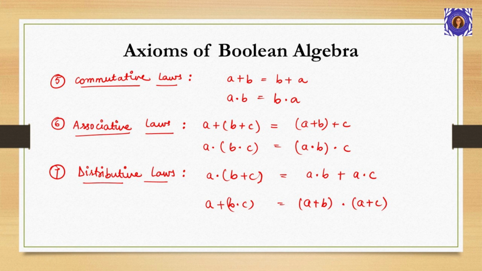Finally, the distributive laws. A dot the quantity B plus C equals A dot B plus A dot C. A plus the quantity B dot C equals the quantity A plus B times the quantity A plus C. Notice that the second distributive law is different from regular algebra. This is unique to Boolean algebra.